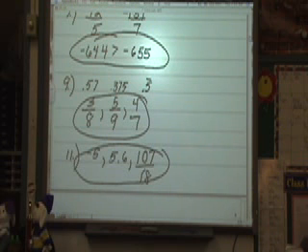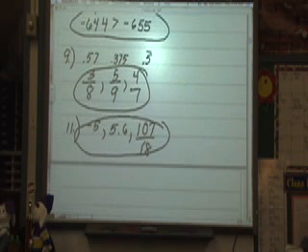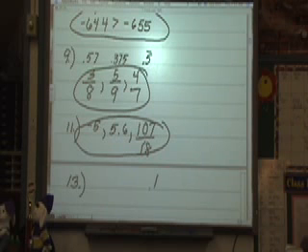Number 13, in order from the least to the greatest. This time let's just use the fractions and see if we can figure it out. We know 1/2 is going to be the biggest, because all the others are less than half of their denominator. We know 1/2 is going to be the last one. So how are you gonna arrange the others?